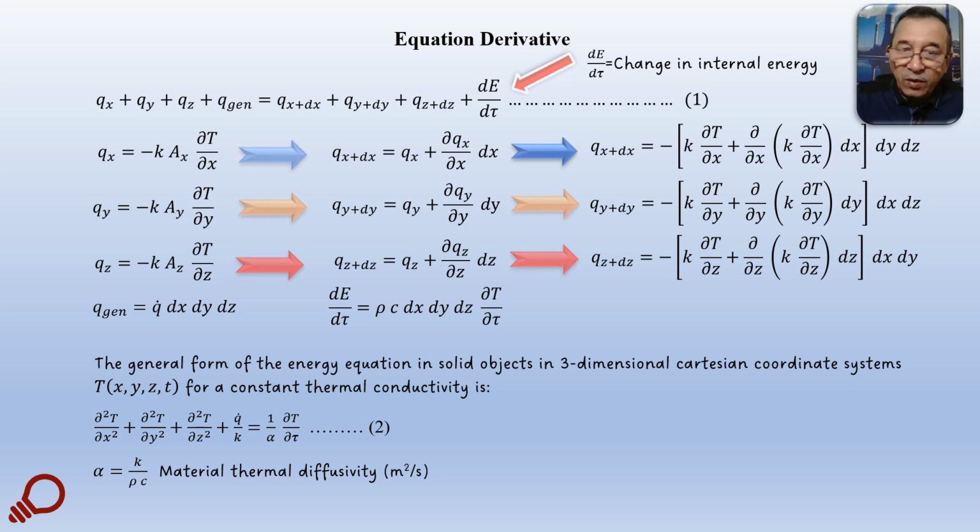And in this equation, alpha represents the material thermal diffusivity, which is meter squared divided by second, and is equal to the thermal conductivity of the material divided by rho C. This equation is a general form where we have taken the thermal conductivity to be constant, and then we may simplify this equation depending on our needs.